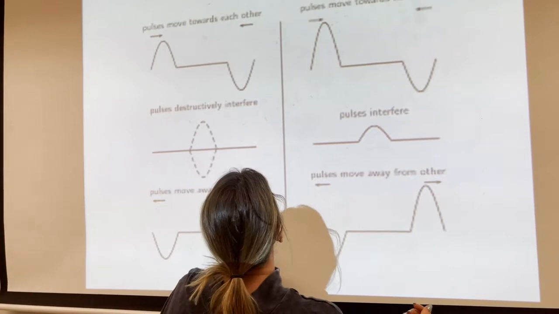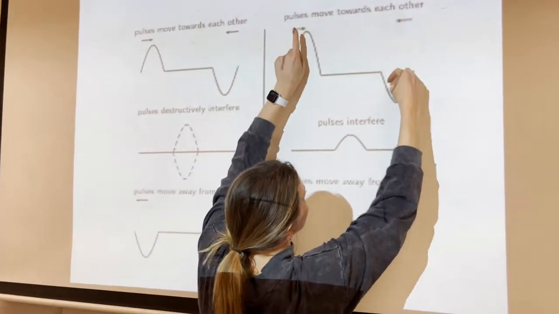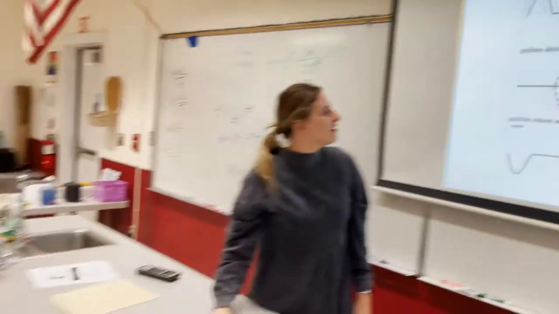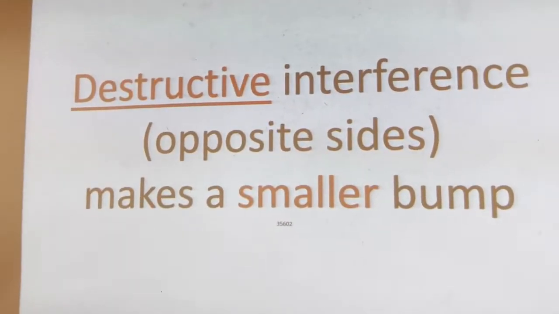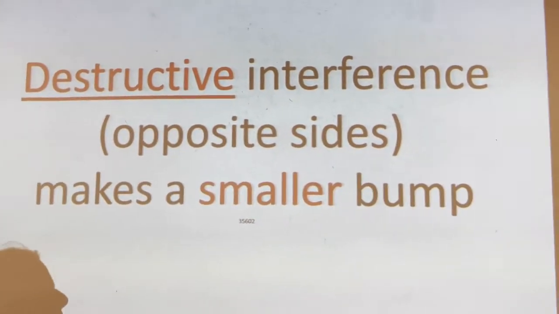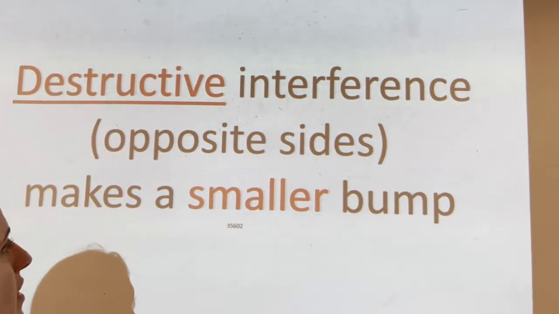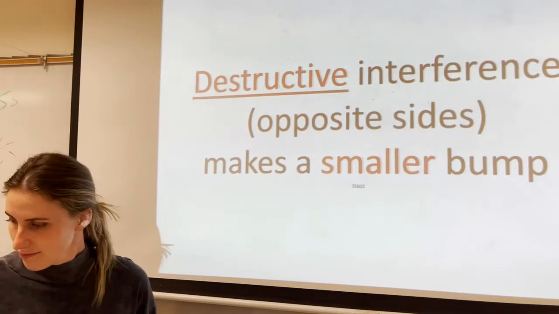Why positive and negative? Well, if this is just an axis, this is up positive, that's down negative. It's simple. They add algebraically, and that's what we saw when we were playing with the slinky. And we call this destructive interference. Again, that's when we send pulses on opposite sides, and it makes a smaller bump or even no bump at all. But what's the next slide?